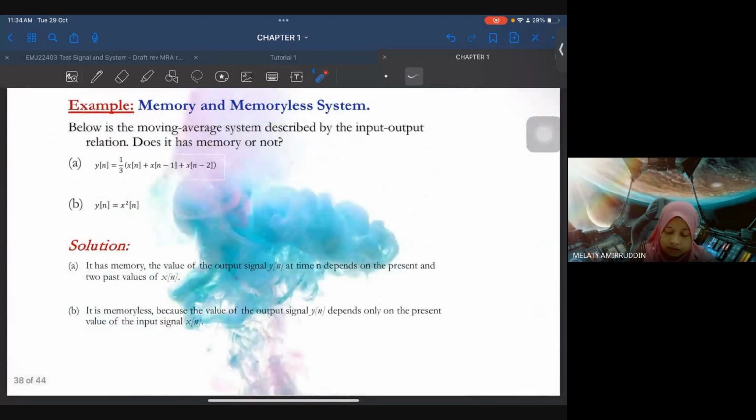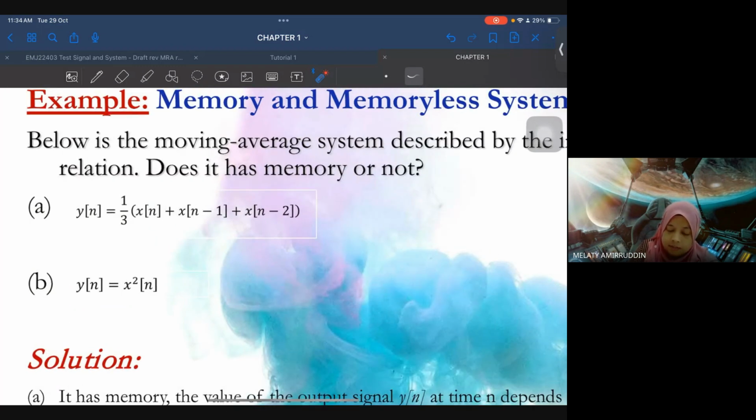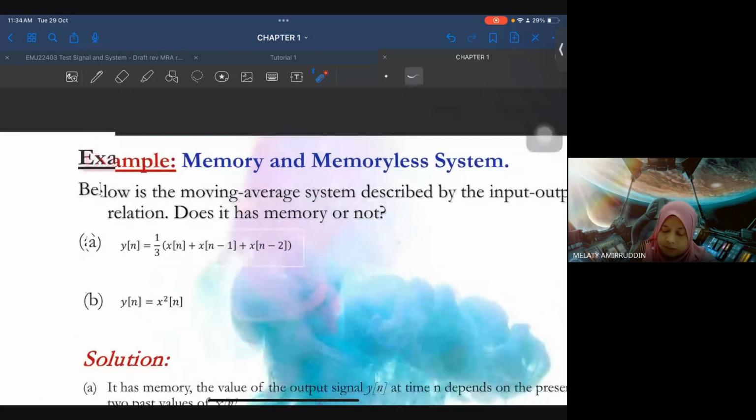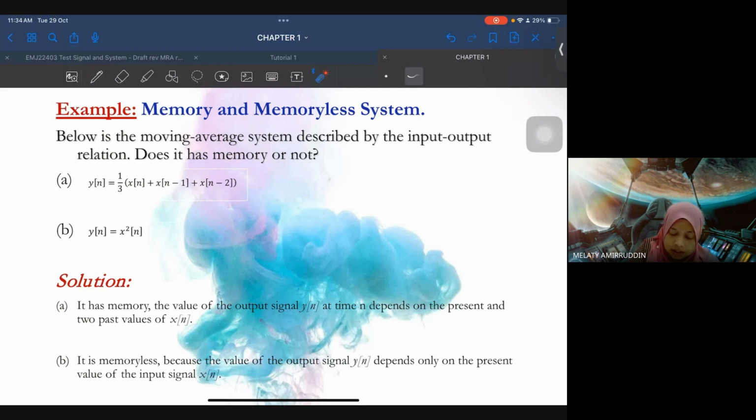And then number 3. Okay, this is an example of memory and memoryless systems. Below is the moving average system described by the input-output relation. Does it have memory or not? Okay. For question 1: 1/3 of x[n], x[n-1], x[n-2]. So n minus 1 means it stores memory. Okay. It stores previous memory. N minus 1. So x[n] is memoryless.